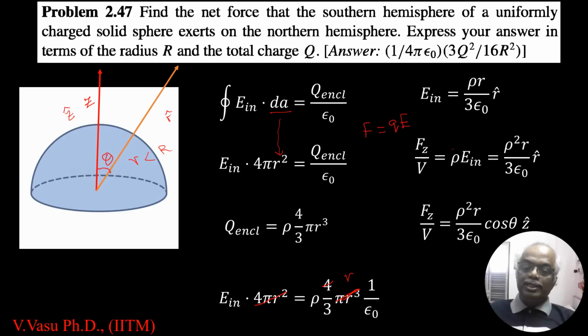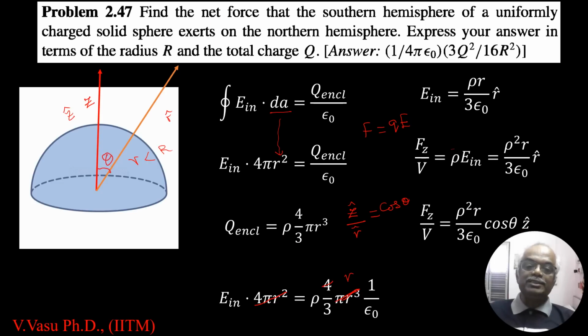This angle is theta. Naturally, the z hat unit vector dotted with the r hat unit vector, both being unit vectors, is equal to cos theta. So now you use cos theta, and the r hat gets cancelled. You will get z hat. The force per unit volume along the z direction is equal to rho squared r over 3 epsilon naught cos theta, along the z direction.